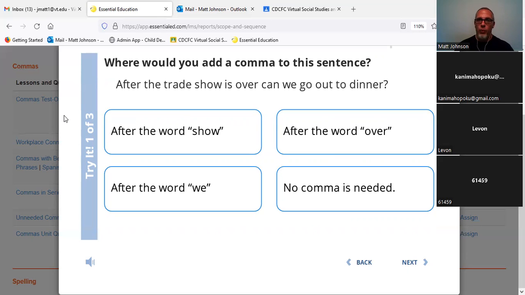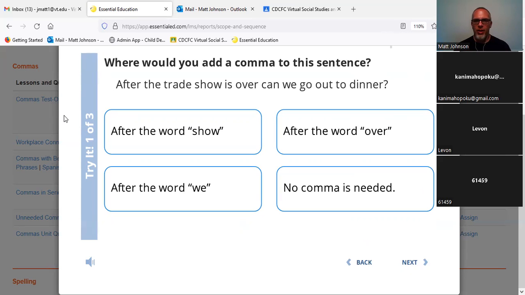So if I was to ask, can we go out to dinner? That is an entire sentence, right? That is an entire idea, asking if we can go out to dinner. So what comes before that is an introductory clause or phrase, should say introductory phrase. After the trade show is over, comma, can we go out to dinner? Or a prepositional phrase, right? Because after, it's a preposition. After the trade show is over, comma, can we go out to dinner? So it's going to be after the word over.